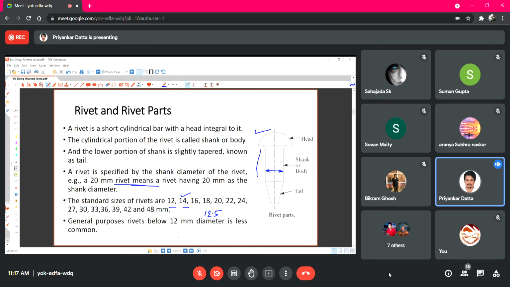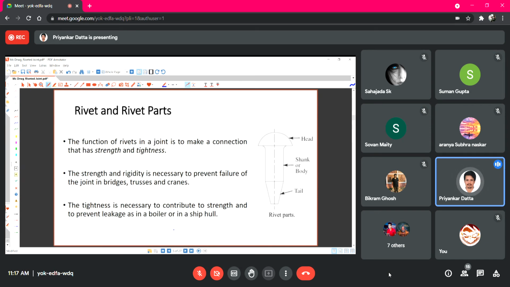And these are general purpose rivets, and they are generally greater than 12 millimeter in size. Less than 12 millimeter is very uncommon and mostly not used, because the strength of a rivet with diameter less than 12 millimeter is very low, and that is not suitable for structural or machine work, right?